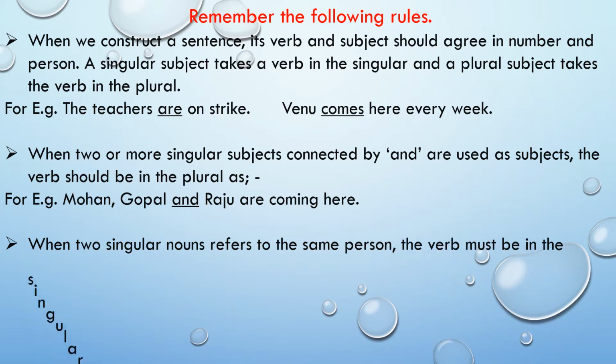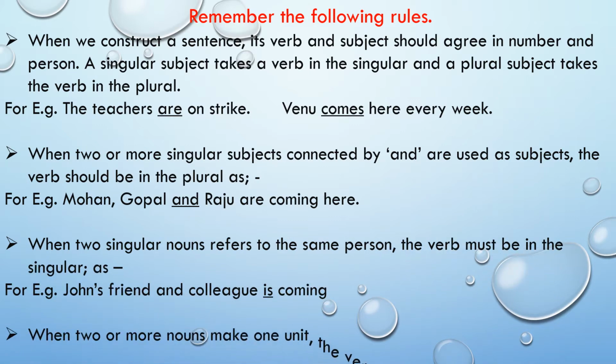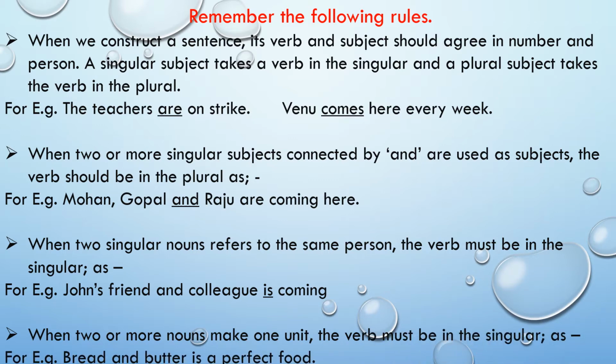So whenever you form a sentence, children, the verb and subject should agree in number. Number means singular and plural. And person means first person, second person and third person. That also you have to be very careful.